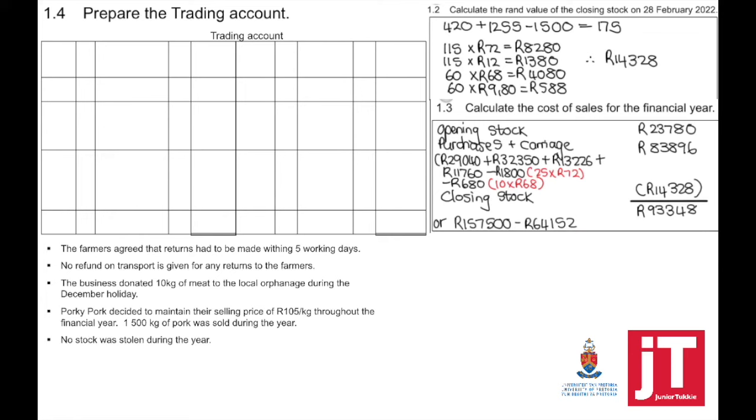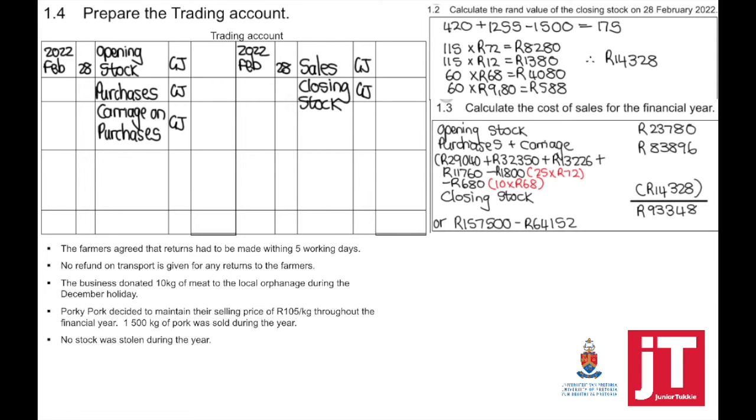Prepare the trading account, and remember the question was based on a periodic inventory system. This means that you should know my end of my accounting period is 28 February 2022. Opening stock, purchases, carriage on purchases will always appear on the debit side. Sales and closing stock will always appear on the credit side. So now, if we take the credit side minus the debit side, we can calculate the gross profit, which will be taken to the profit and loss account.